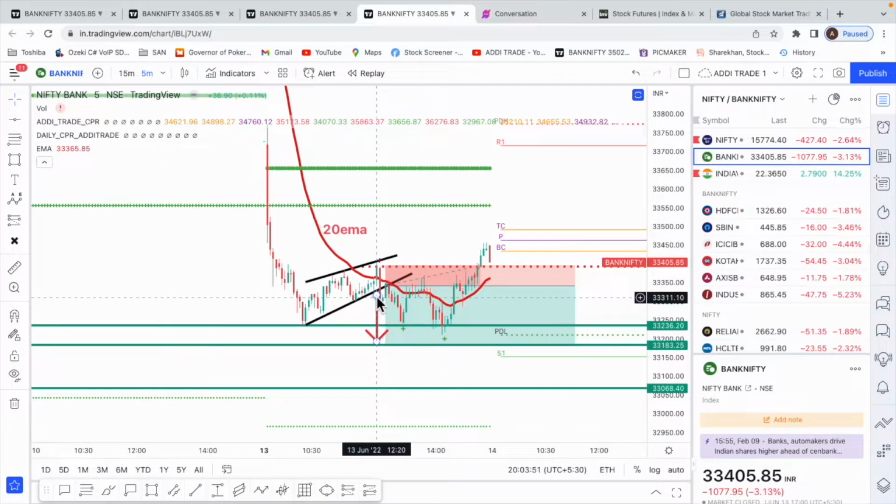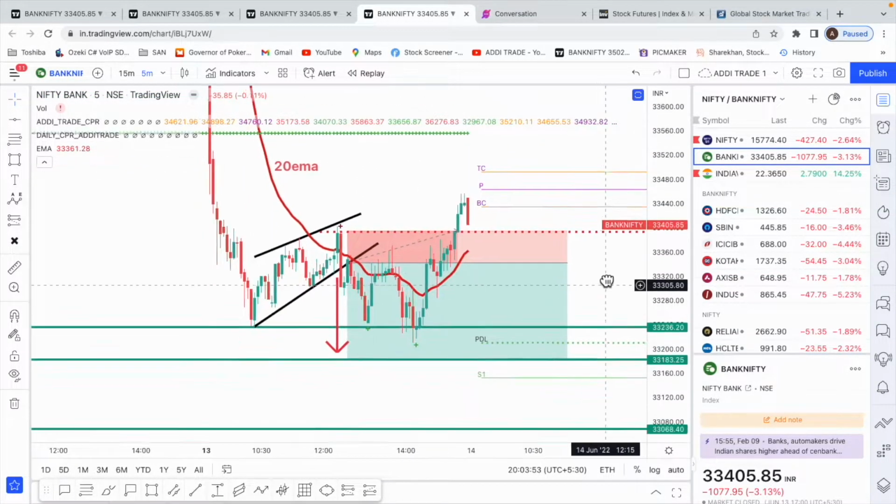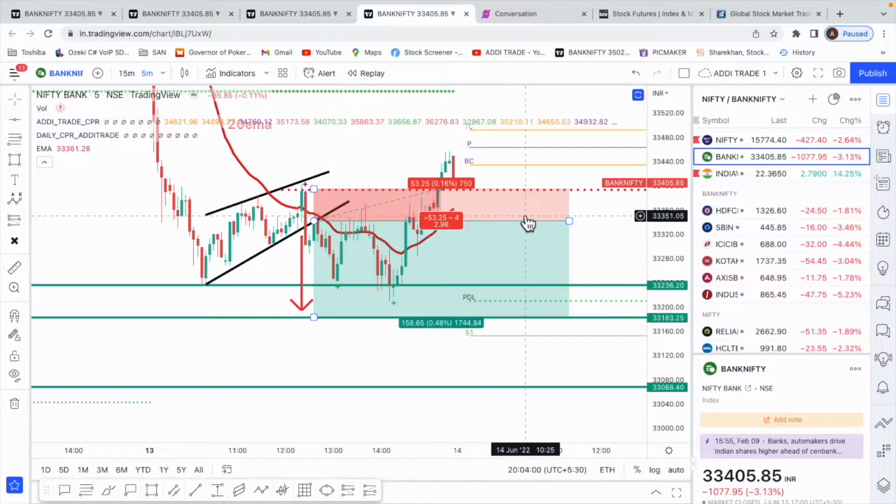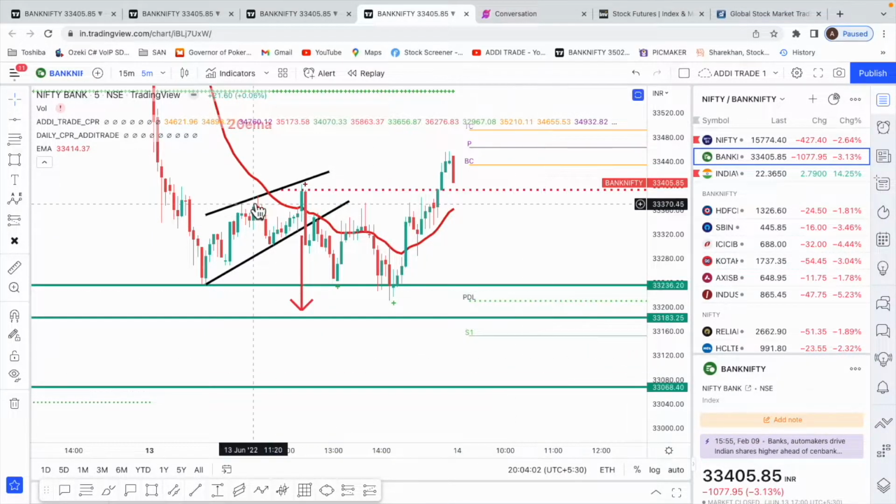We got this pullback over here, and this nice pattern was formed, and a break of this came at this candle. The first target for us on the downside was this, that is 33,230, and the next target was 33,180. Our first target hit, and from there we got a bounce, probably some kind of intraday short covering in the end. So we did not take the trade on the upside, but we attempted this trade on the downside with very little lots.